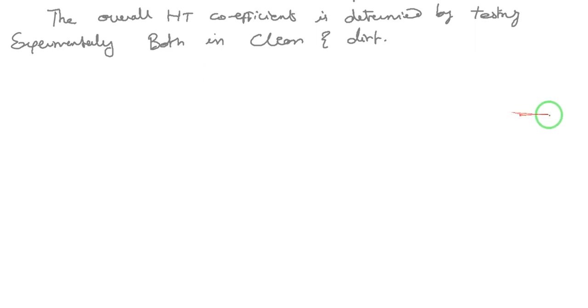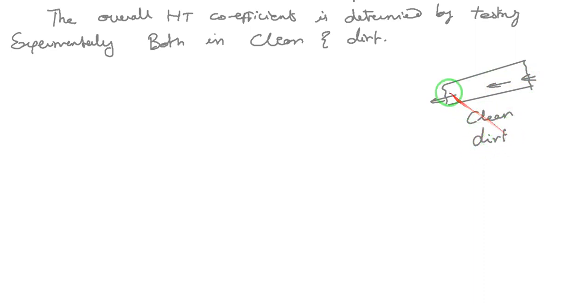We are going to compare the same heat exchanger when it is new. When we purchase it new, it will be clean. There will be no fouling. After a span of time, it will become dirty, which means there will be scale formation. So we are going to calculate experimentally both in clean condition as well as dirt condition.